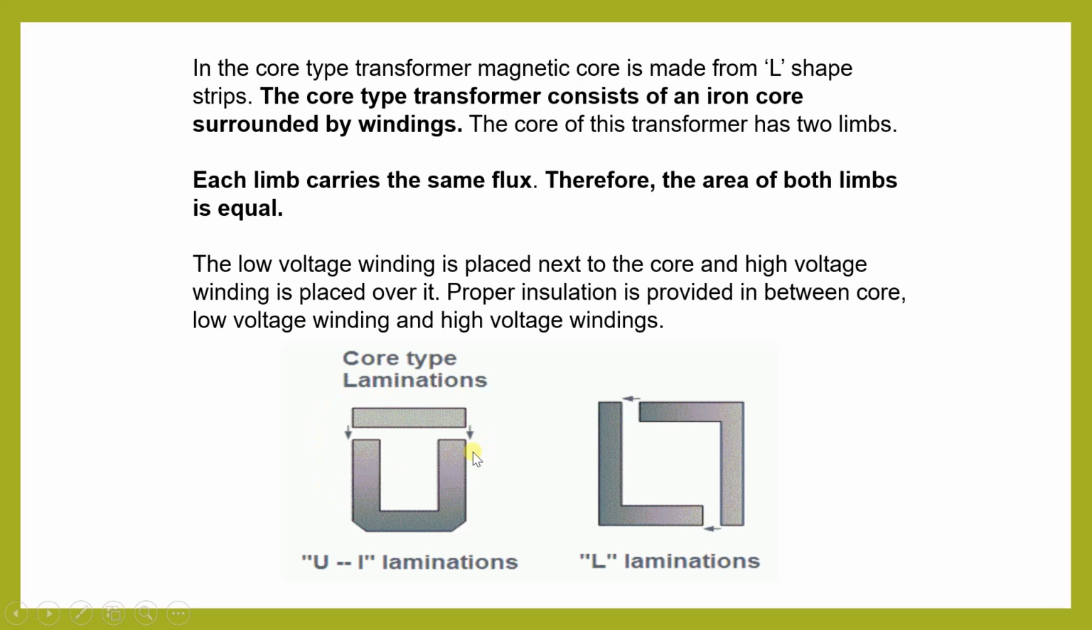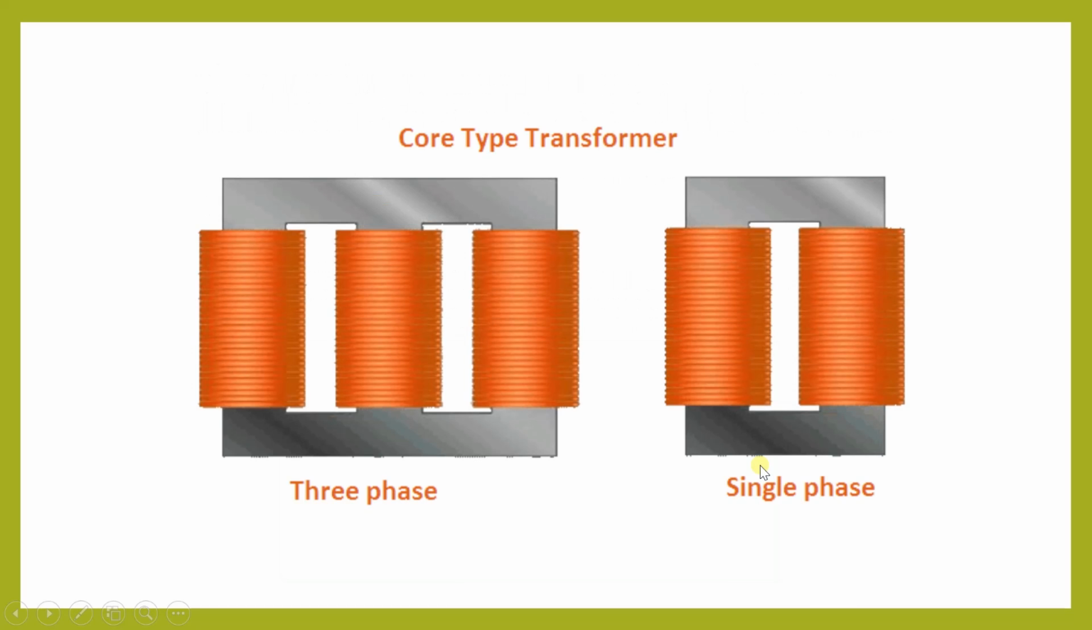So this figure shows the core type laminations. We have the U shape and I shape, or the L shape. So when we connect these, this makes a core type transformer, and these are the opposite limbs on which we have the windings. This shows the practical diagram of a core type transformer. This is a three-phase transformer. Here we have the three different windings, and this is the single phase transformer.